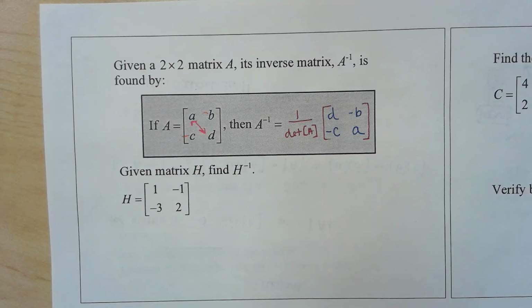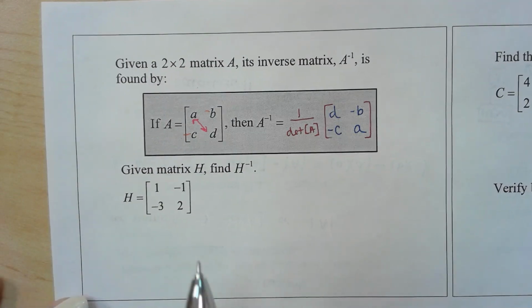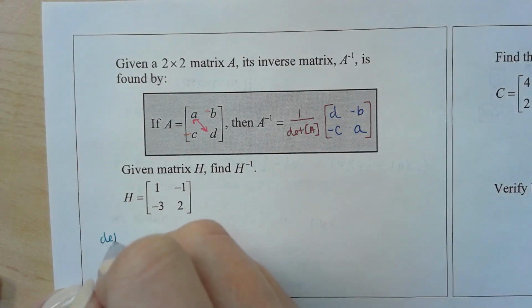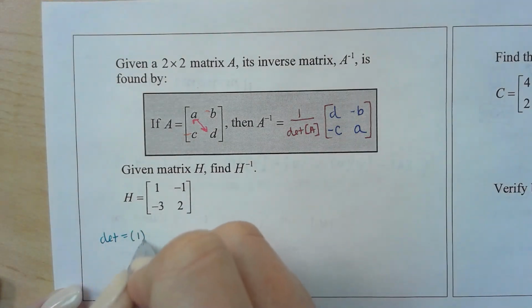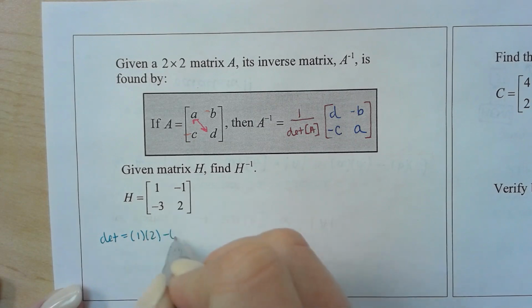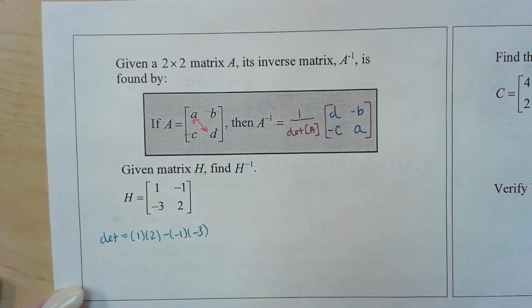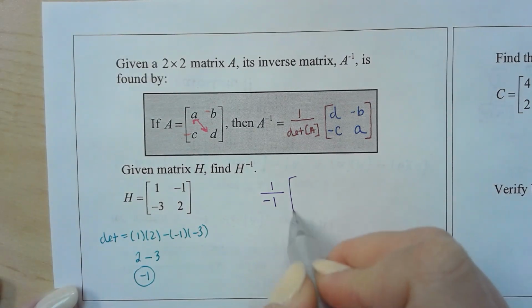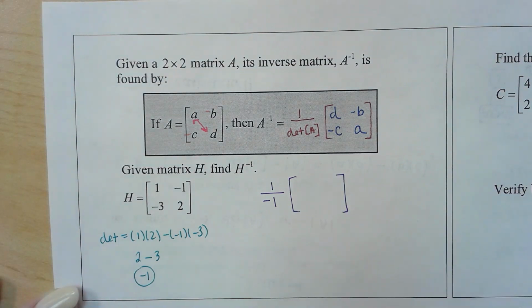All right, here we go. Here's matrix H. It's a 2 by 2. The first thing I need is the determinant. So the determinant is 1 times 2 minus negative 1 times negative 3. And so I get 2 minus 3, which is negative 1. That's my determinant. All right, so here we go. I have 1 divided by negative 1. All right, well, we know that's negative 1.